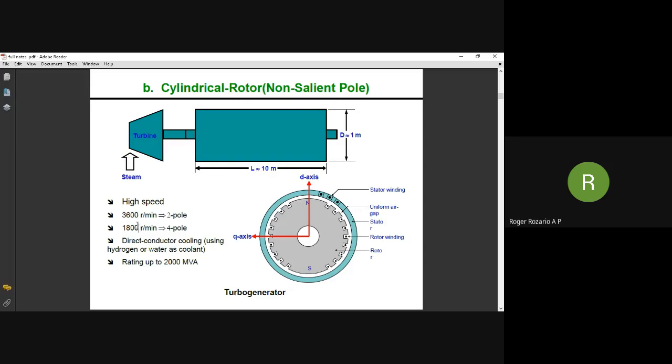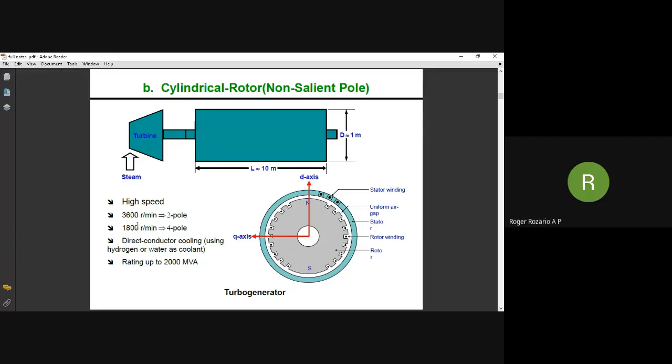Karthik? Karthik A? Sir, now the speed, the number of poles is 2. So what is the speed? 3600, or are you getting some other answer?